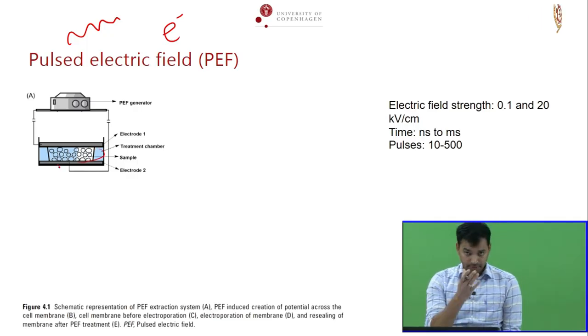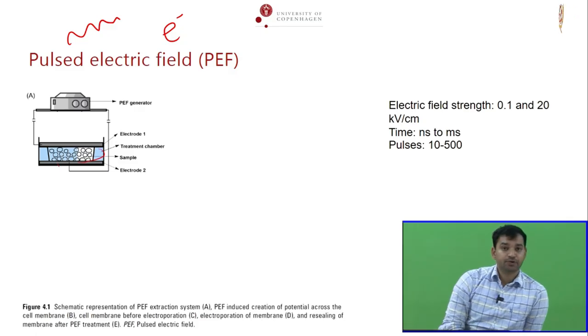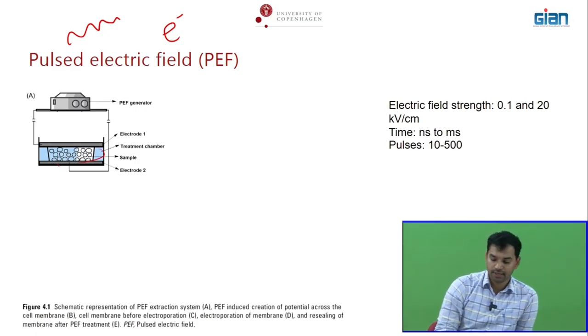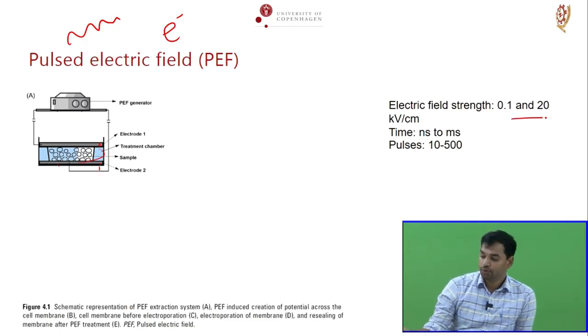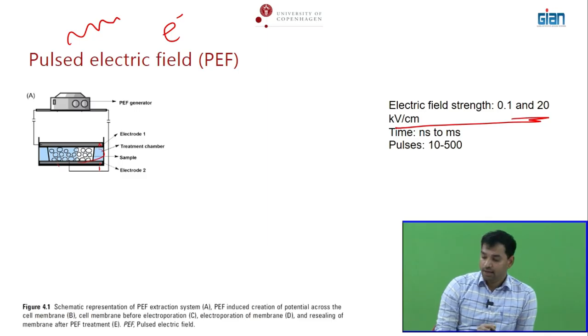It could be your microalgae, it could be plant extract, it could be potato, it could be carrot, anything can be placed in principle here in a solution. It will be water. A solution is required, and that is placed between two electrodes. Okay, and we apply a very high electric field. We are talking about up to 20 kilovolt per centimeter. It's actually extremely high field strength, right?